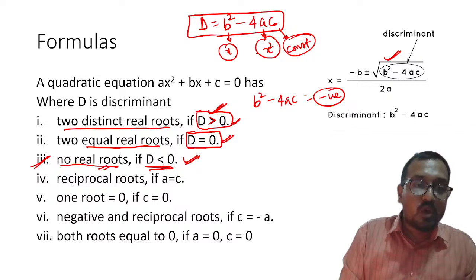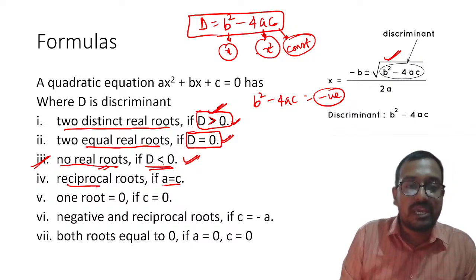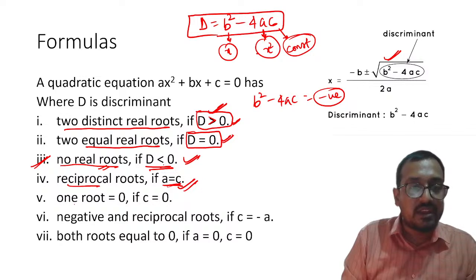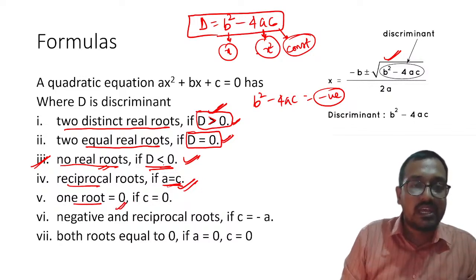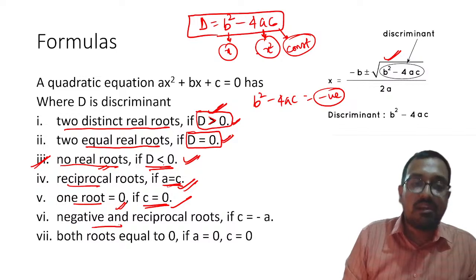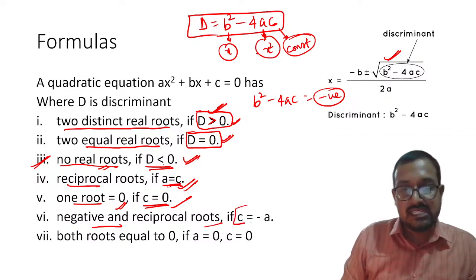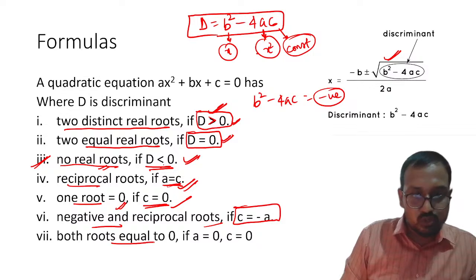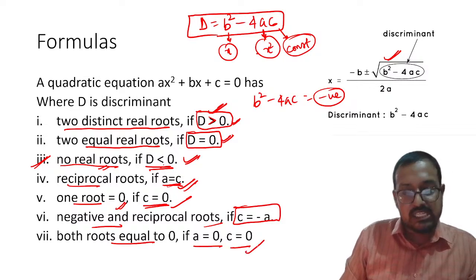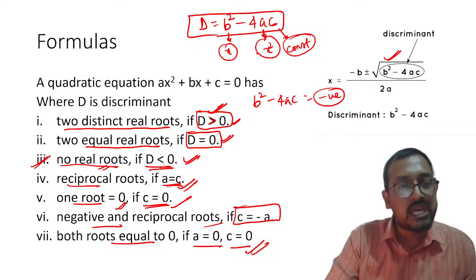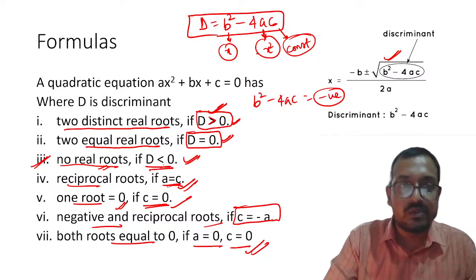Okay. Then reciprocal roots: if you want them, you should make a equal to c. If a is equal to c, reciprocal roots will be there. One root equal to 0 means c will be equal to 0. Negative and reciprocal roots, in that case c is equal to minus a. Both roots are equal to 0 if a is equal to 0 and c is equal to 0. I hope this is clear.